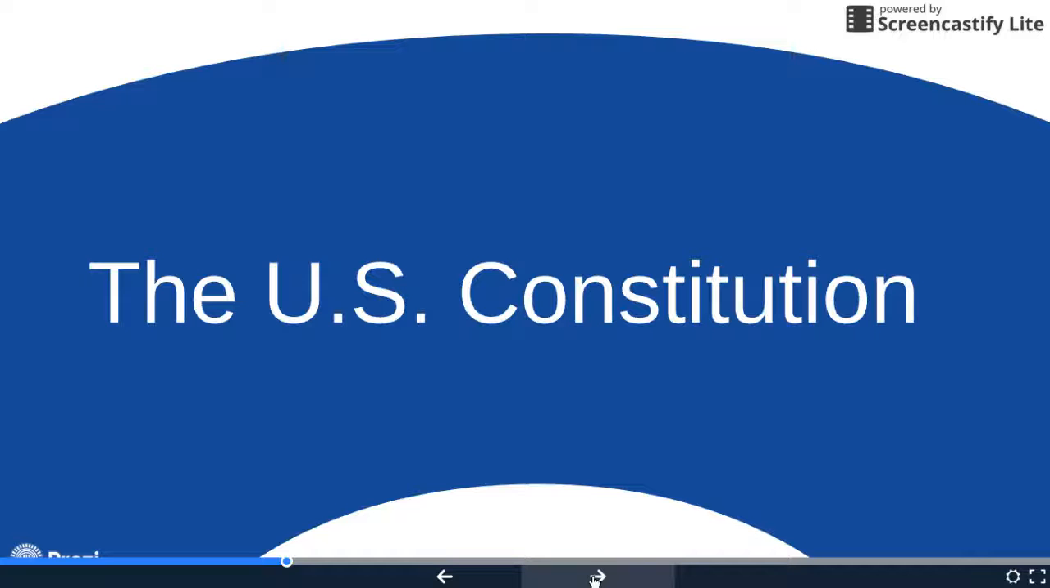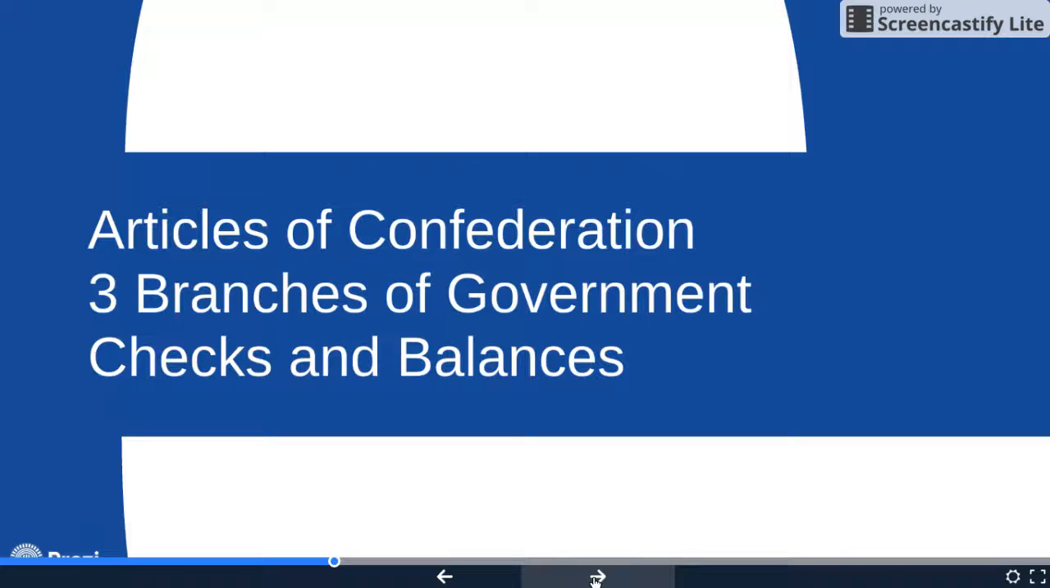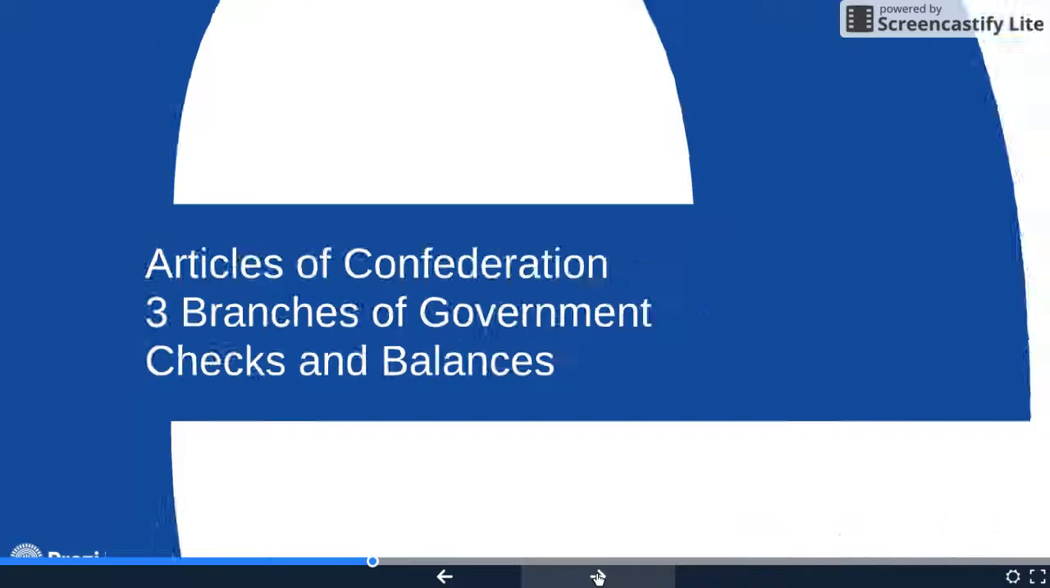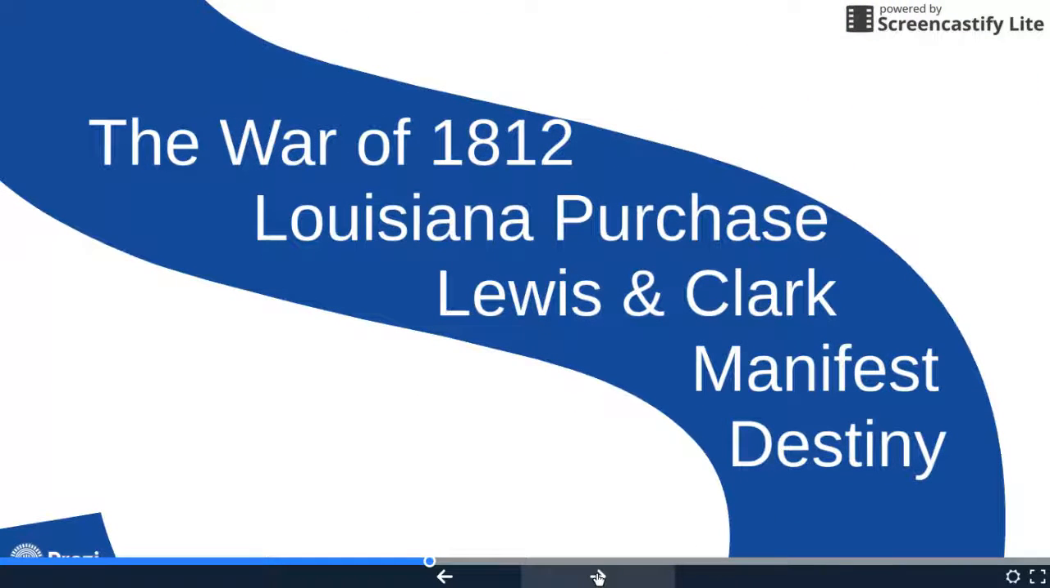Constitution. With the U.S. Constitution, we will talk about the Articles of Confederation, the three branches of government, and the checks and balances system that we have in place today. That will lead us to the young United States, the period of time after we've won our independence and created our new Constitution. And with this, we'll be discussing the War of 1812, the Louisiana Purchase, the Lewis and Clark expedition, as well as Manifest Destiny.